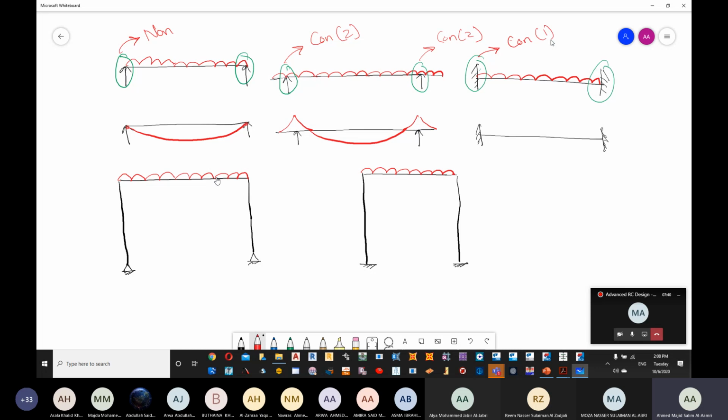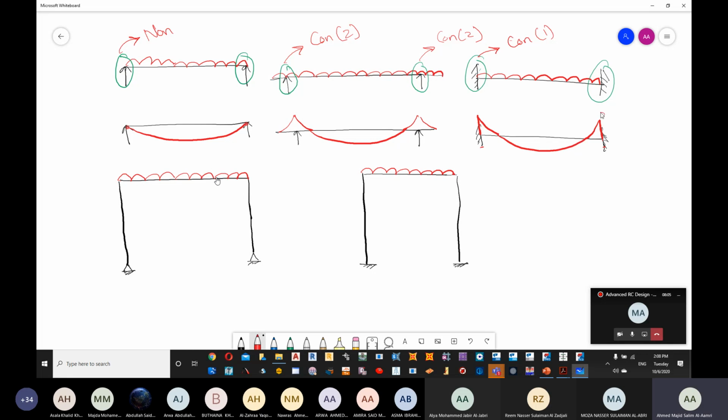Now, for this one, it is continuous, but it's continuous from one side. So I just draw the bending moment in this side. The same here, I'm going to draw the bending moment on this side. So why I draw it to the right or the left, it depends where the member is relative to the support. You will see that the member for this support is on the right, for this support the member is on the left. Okay, and then we are going to connect.